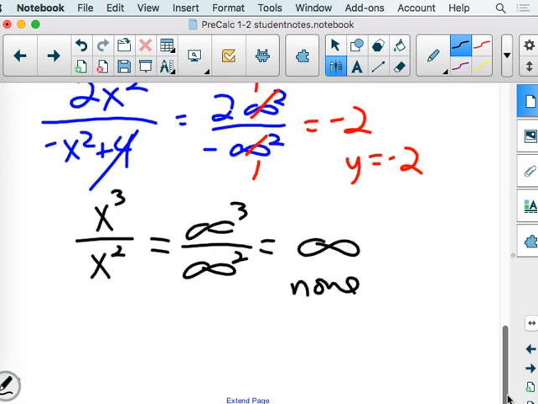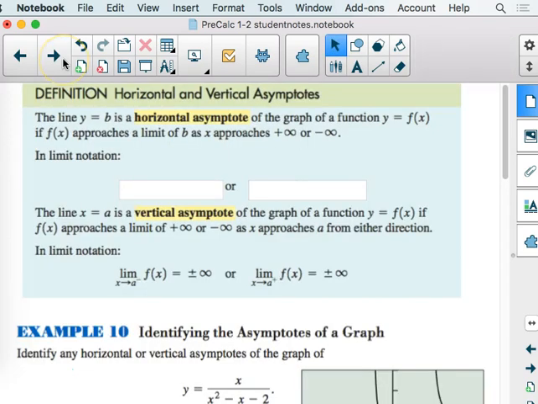That way, you wouldn't have to think this. You could just think through it each time. What is this going to be? And think about it that way. So, this says a little bit more than that. The line y equals b is a horizontal asymptote of the graph of the function y equals f of x if f of x approaches some number, some limit.